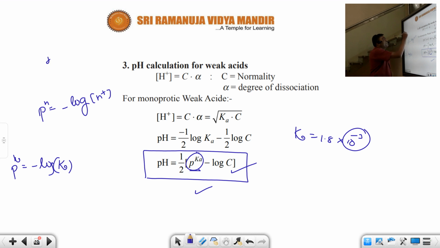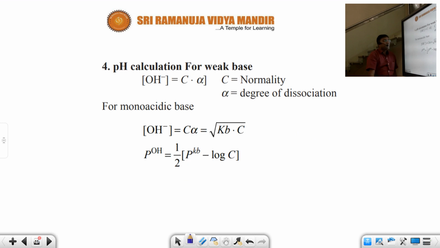But here H plus is equal to C alpha. Here alpha is equal to 1 for a strong acid, so H plus is equal to C. It depends only on concentration in a strong acid, whereas it depends on the strength, that is the pKa value, in the case of a weak acid. It is a very notable point.